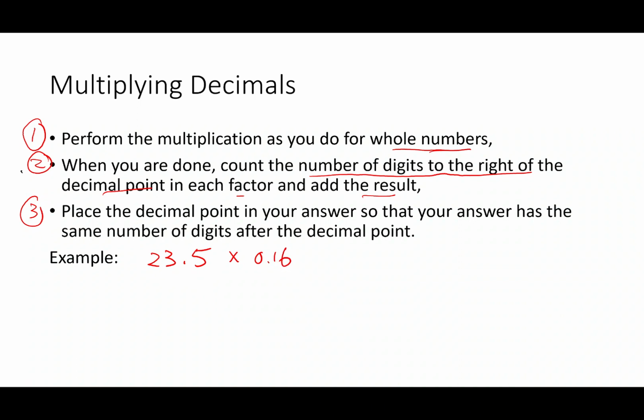Similar to addition and subtraction, it's easier to do it by column, okay? So 0.16, you can do that, 0.16 here. So you do the usual multiplication, 6 multiplied by each of these numbers first, okay? Sorry, this is 5, okay?